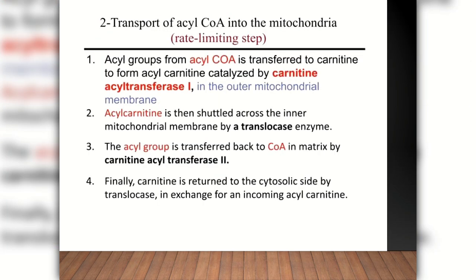The acyl group from acyl-CoA is transferred to carnitine to form acyl-carnitine, catalyzed by the enzyme carnitine acyltransferase 1 in the outer mitochondrial membrane. Acyl-carnitine is then shuttled across the inner mitochondrial membrane by a translocase enzyme. The acyl group is transferred back to CoA in the matrix by carnitine acyltransferase 2. Finally, carnitine is returned to the cytosolic site by translocase in exchange for an incoming acyl-carnitine.